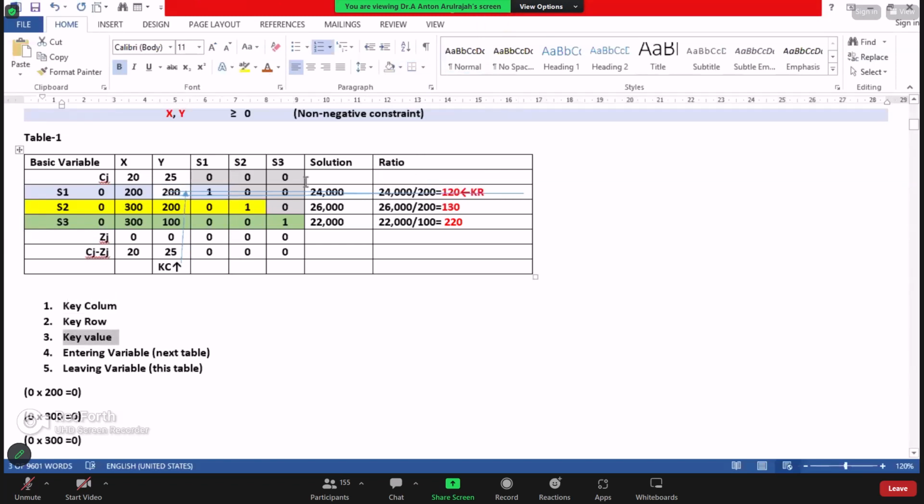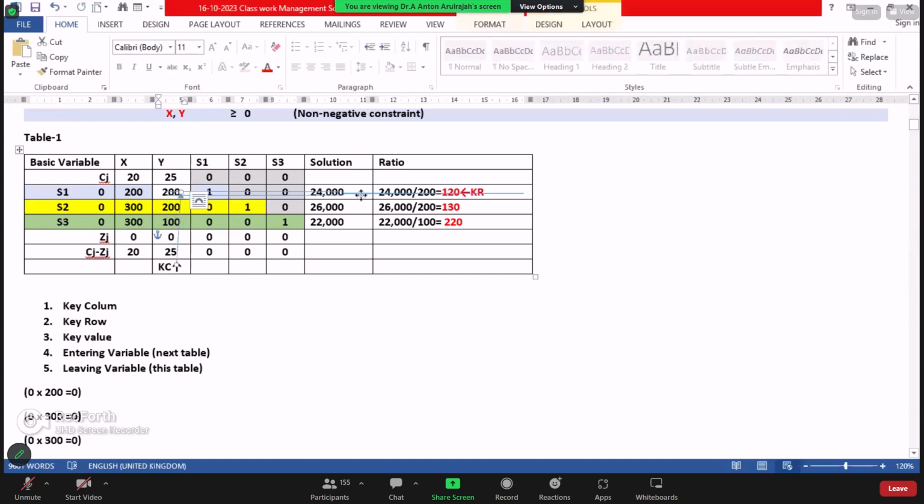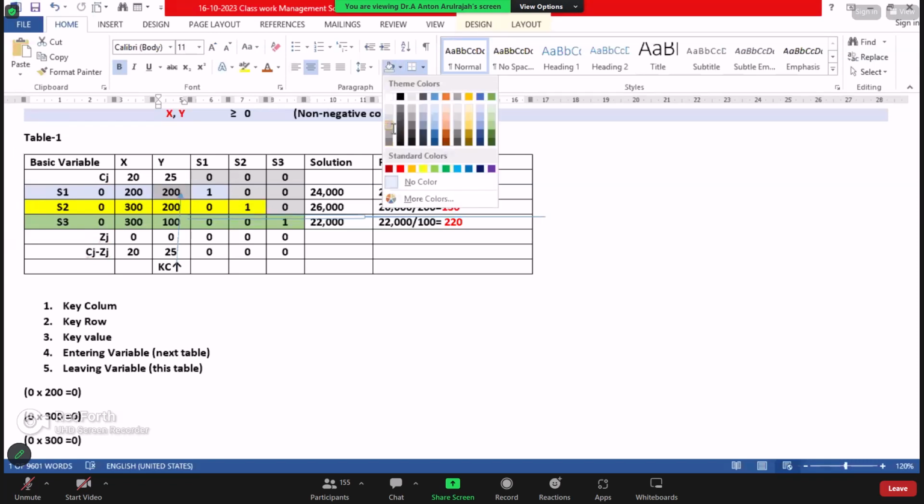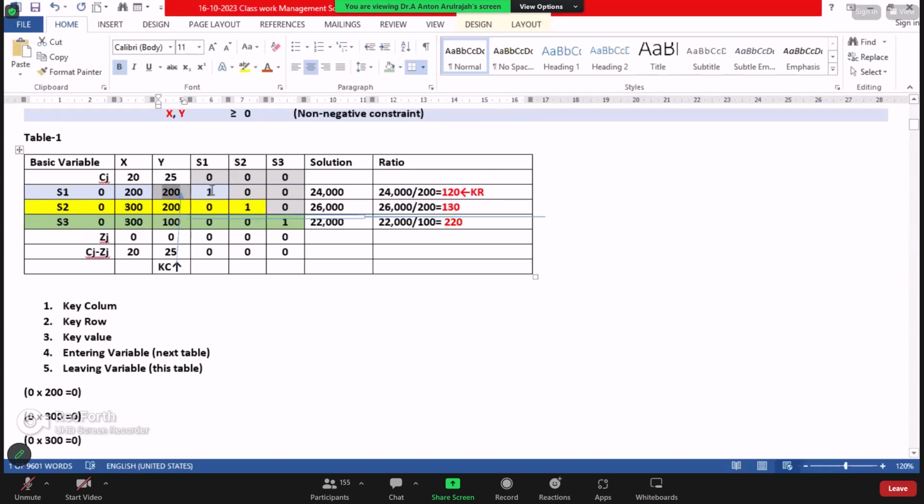Key column identification, key row identification, key value identification. So they are both intersecting, right? The key column is going this way, the key row is coming this way, and both intersect at this place, this 200. So therefore, in this example, the key column is this, the key row is that, and the key value is this.